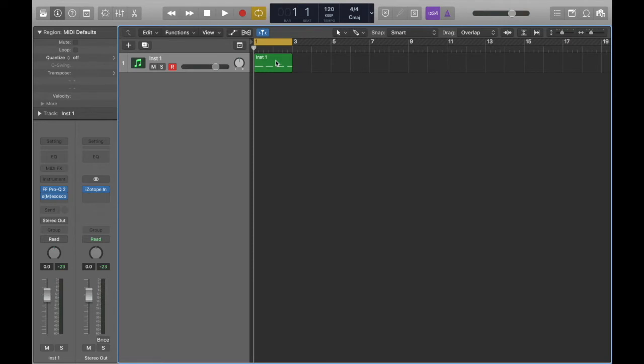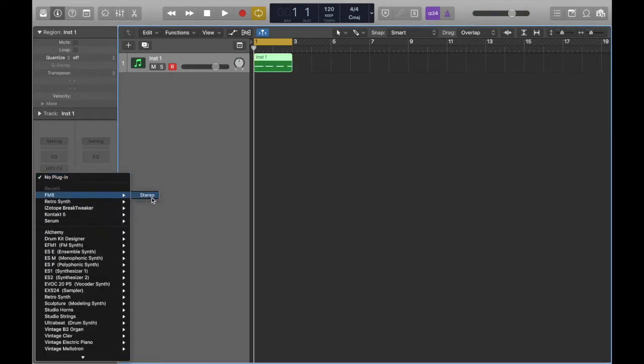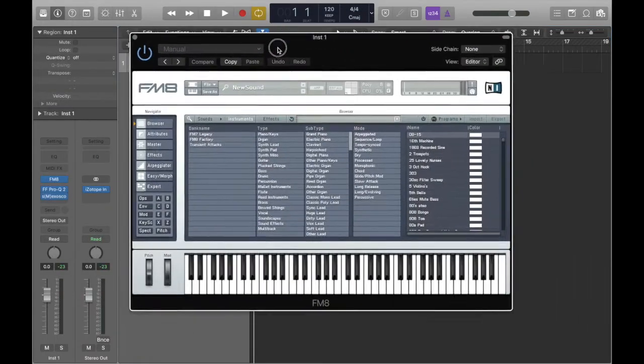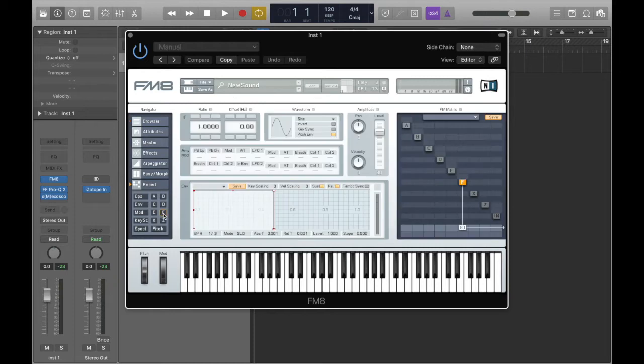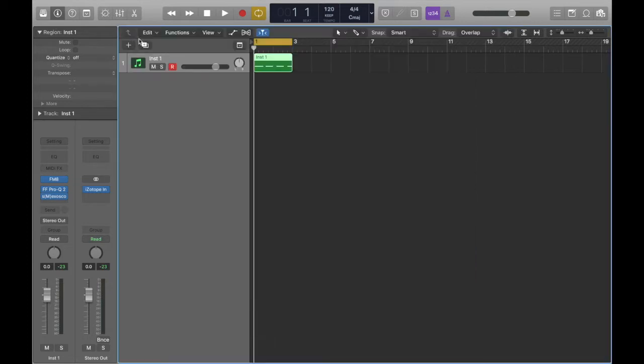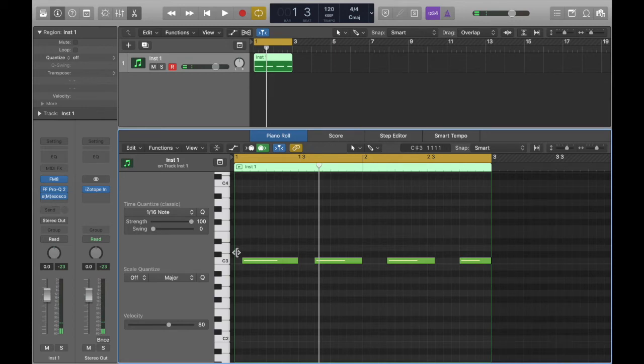Okay, so here's some MIDI. I need to get myself a nice little FM8. There it is. And this is just running like new sound. There's no preset loaded. There's just this one oscillator going to the output at a ratio of 1, which means it's going to play whatever note I tell it to play. So here's C3, right? There's C3.